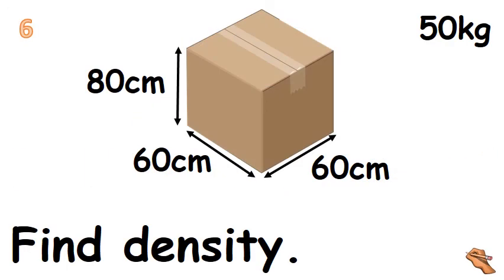So, question 6, you've got a box and you have to find the density of the box. We're given the mass, 50 kilograms, but we're also given the dimensions of the box. So, 80 centimeters height, 60 centimeters length, 60 centimeters width. Find its density, okay?